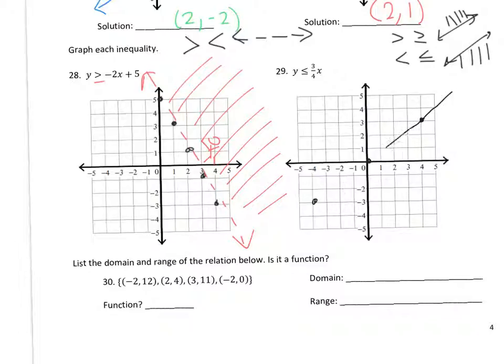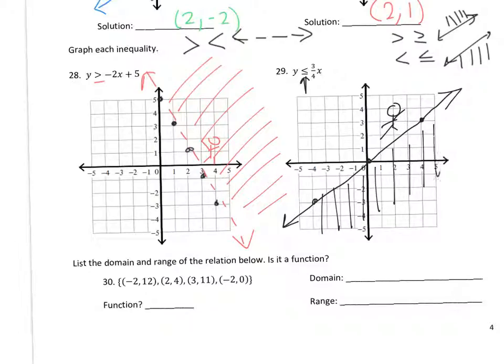Make a solid line because it's less than or equal to. And then I'm going to shade less than. So if you have a person on the ladder, you're going to shade underneath that person on the ladder.